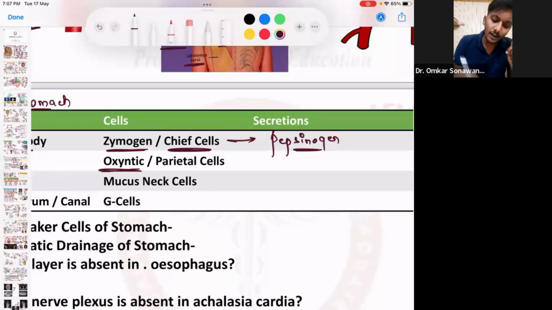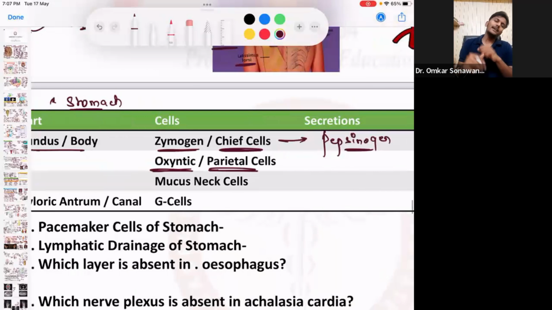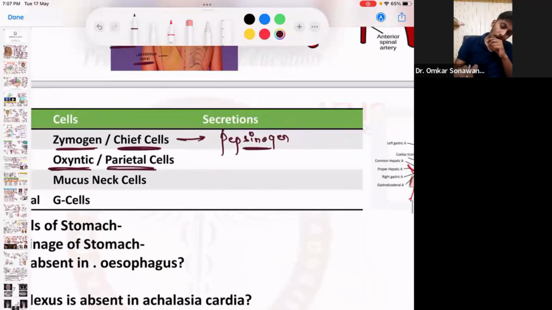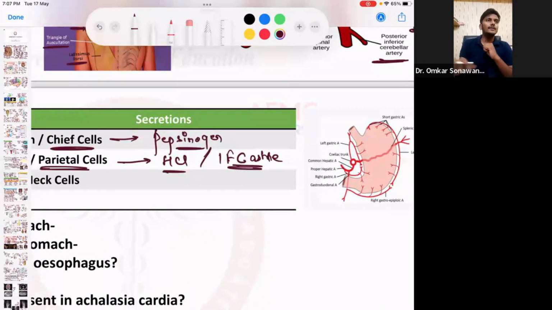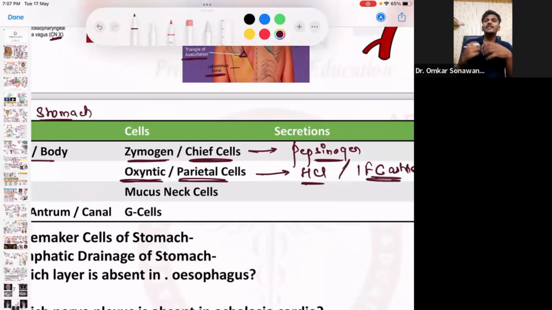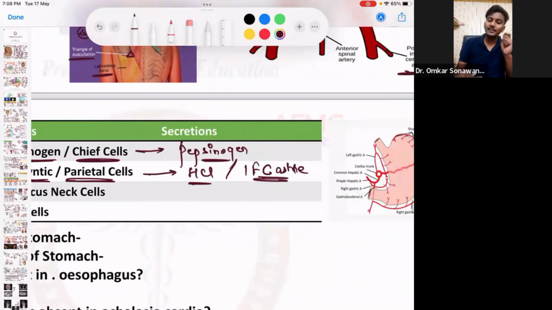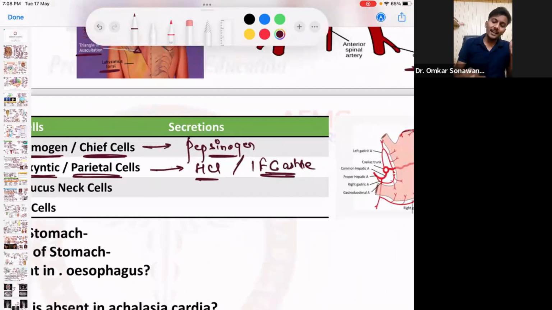Next are the oxyntic cells, also called as the parietal cells, located in the fundus or the body, and they secrete HCl and intrinsic factor of Castle. कोई दिक्कत नहीं है. HCl only gives the acidic medium, and therefore the stomach pH is 1 to 2. And intrinsic factor of Castle is required for absorption of vitamin B12 from the terminal ileum.